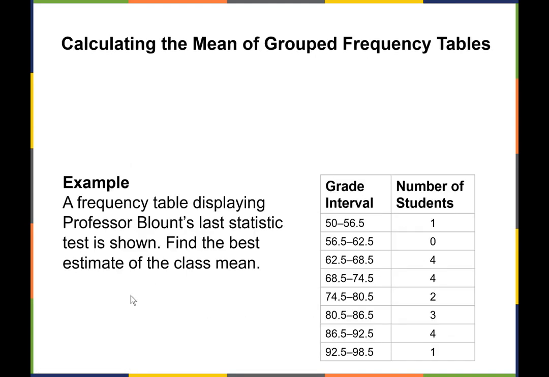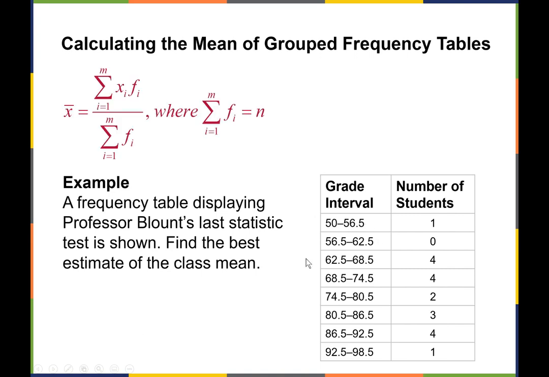All right, the last thing we're going to talk about in this section is calculating the mean of a grouped frequency table. Let's suppose we were given a frequency table about a statistics test. It says that for grades between 50 and 56.5, there was one student. From 56.5 to 62.5, there were 0. Et cetera. From this information, we want to try to calculate the mean. The trouble is we don't know exactly what value the student had that was between 50 and 56.5. We don't know the exact values of the 4 students who are from 68.5 to 74.5. So what we're going to do is take the midpoint of this interval, found by averaging those two numbers, and assign that to each student.